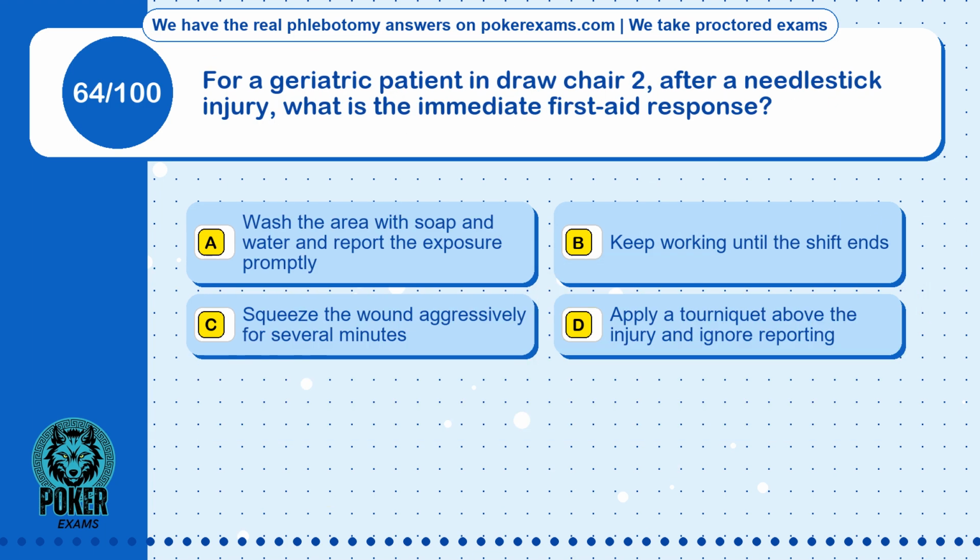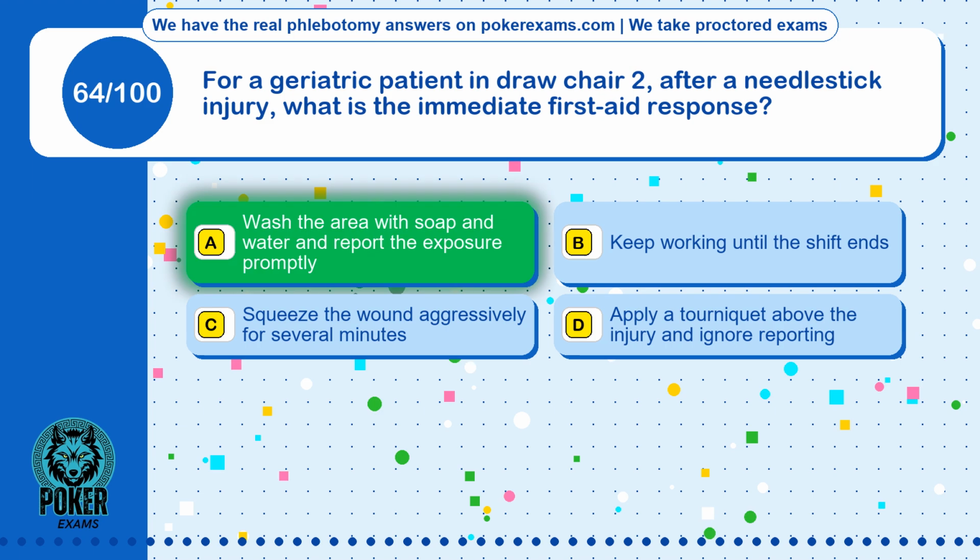Question 64. For a geriatric patient in draw chair 2, after a needle stick injury, what is the immediate first aid response? Option A. Wash the area with soap and water and report the exposure promptly. Option B. Keep working until the shift ends. Option C. Squeeze the wound aggressively for several minutes. Option D. Apply a tourniquet above the injury and ignore reporting.